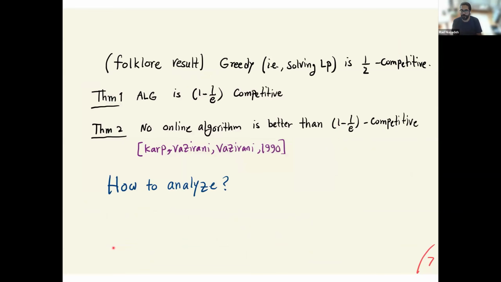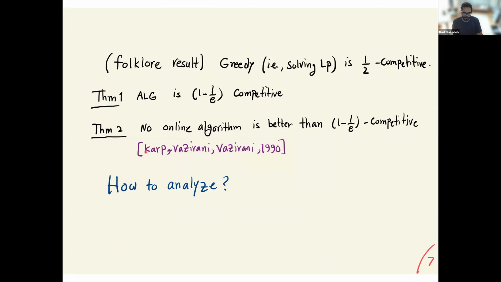All right. So folklore, if you just solve the LP, this is going to be half competitive. And Rajan is going to actually talk about that in even more complicated settings. What I'm going to show you is that this algorithm that I had in the previous slide is 1 minus 1 over E competitive, meaning that it obtains 1 minus 1 over E fraction of the optimal offline. And no online algorithm can do better than these competitive ratios.